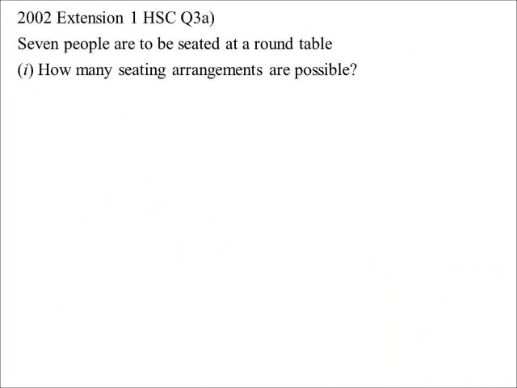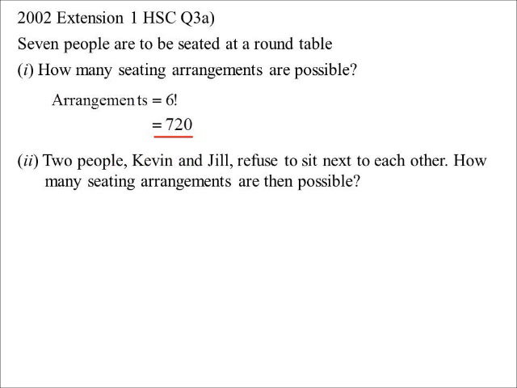Here's an HSC one. 7 people this time going around the table. How many arrangements are possible? So no restrictions. Well, it's a circle, so it's 1 less, 6 factorial. 720.